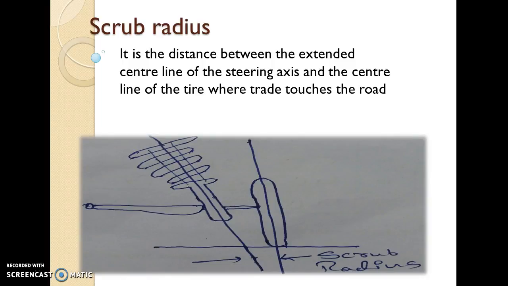The distance as seen in the figure must be exactly the same from side to side, otherwise the vehicle will pull strongly. If the steering center line is inboard of the tire center line, then the scrub radius is positive, and if the steering center line is outboard of the tire center line, the scrub radius is negative.